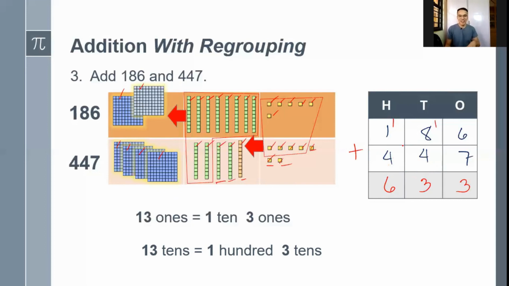Okay, that's it, grade 2. I hope you learned something from this video. And don't forget the concept of regrouping. Whenever there are more than 10 in either ones or tens, you have to regroup 10 of them.